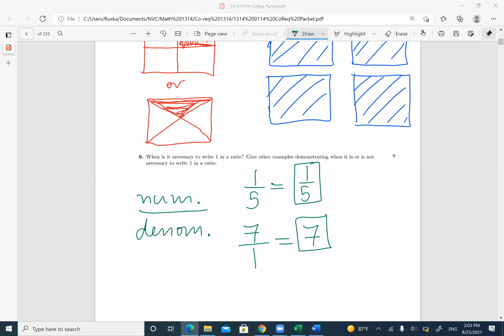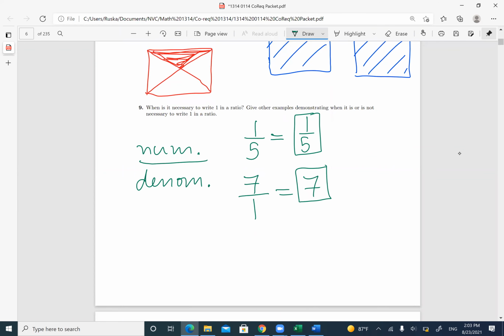Any questions? Do you guys want to give me another example? Give me an example where I have to keep the 1. So give me another example.